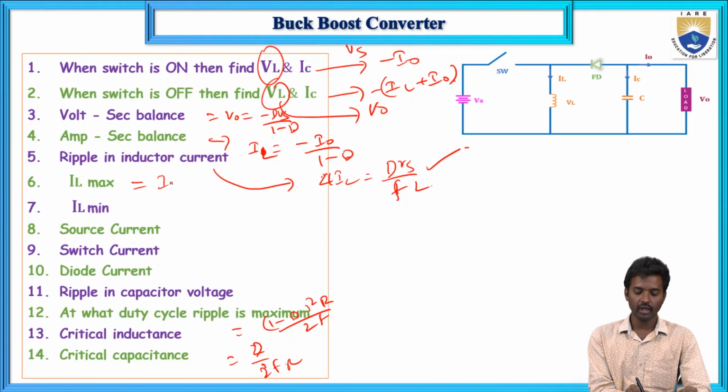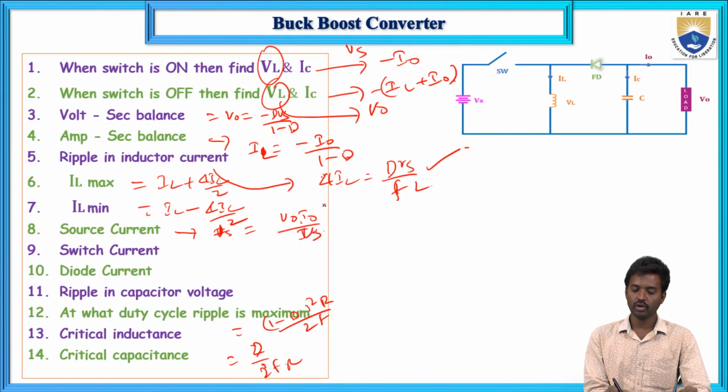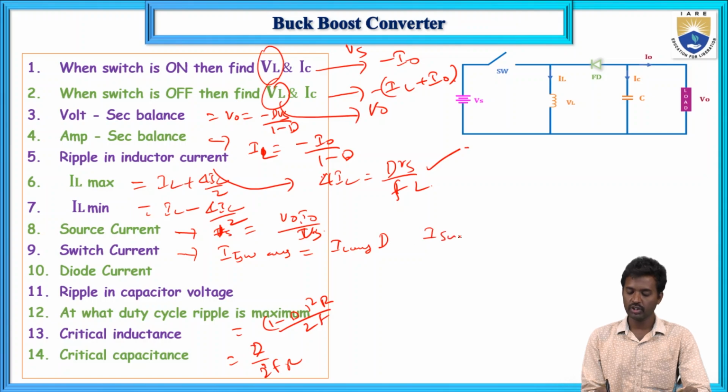Now IL maximum equals to IL plus del IL by 2. Now this equals to IL minus del IL by 2. Now source current equals to Vs Is equals to V naught into I naught, Is equals to V naught into I naught divided by Vs. So now substitute in this the V naught, I naught, Is, and next I switch average equals to IL average. So IL average you can substitute in this, so that equals to D, and next I switch RMS equals to IL average into square root D.